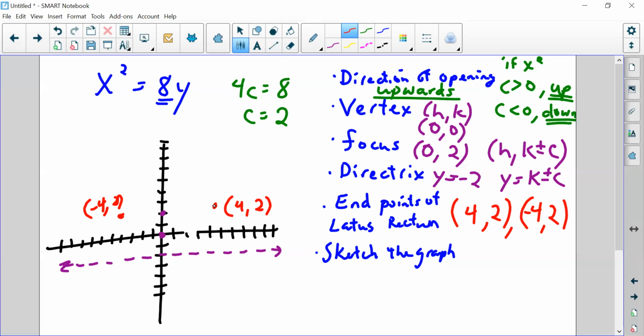Okay, so now I have everything I need to draw my graph. All you do is connect the 2 endpoints of your latus rectum with your vertex as a curved parabola shape. There's your sketch. So that's how I would sketch the graph of this. I figured the direction of opening, my vertex, my focus, my directrix, and my endpoints, using my focus for that. And then I've now also sketched the graph.